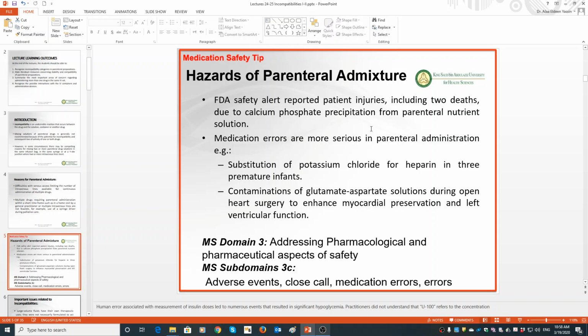Also, medication errors in parenteral administration are much more serious. You know, parenteral is an emergency. You give the drug directly into the bloodstream, and this can lead to a very quick and rapid onset, because intravenous is known for rapid onset. It's emergency treatment.